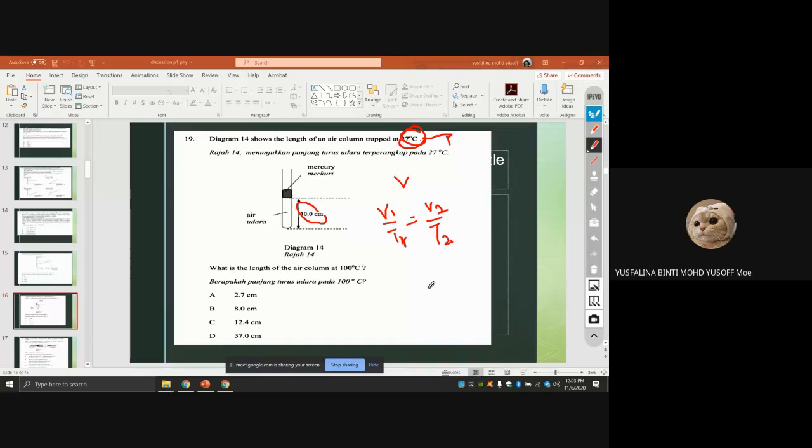So the volume here is 10 cm, and the temperature is 273 plus 27, which is 300. V2 you need to find. T2 is 100 degrees Celsius, so 273 plus 100 is 373. Then you just cross multiply, and you get the answer C, 12.4. Okay, so next one.